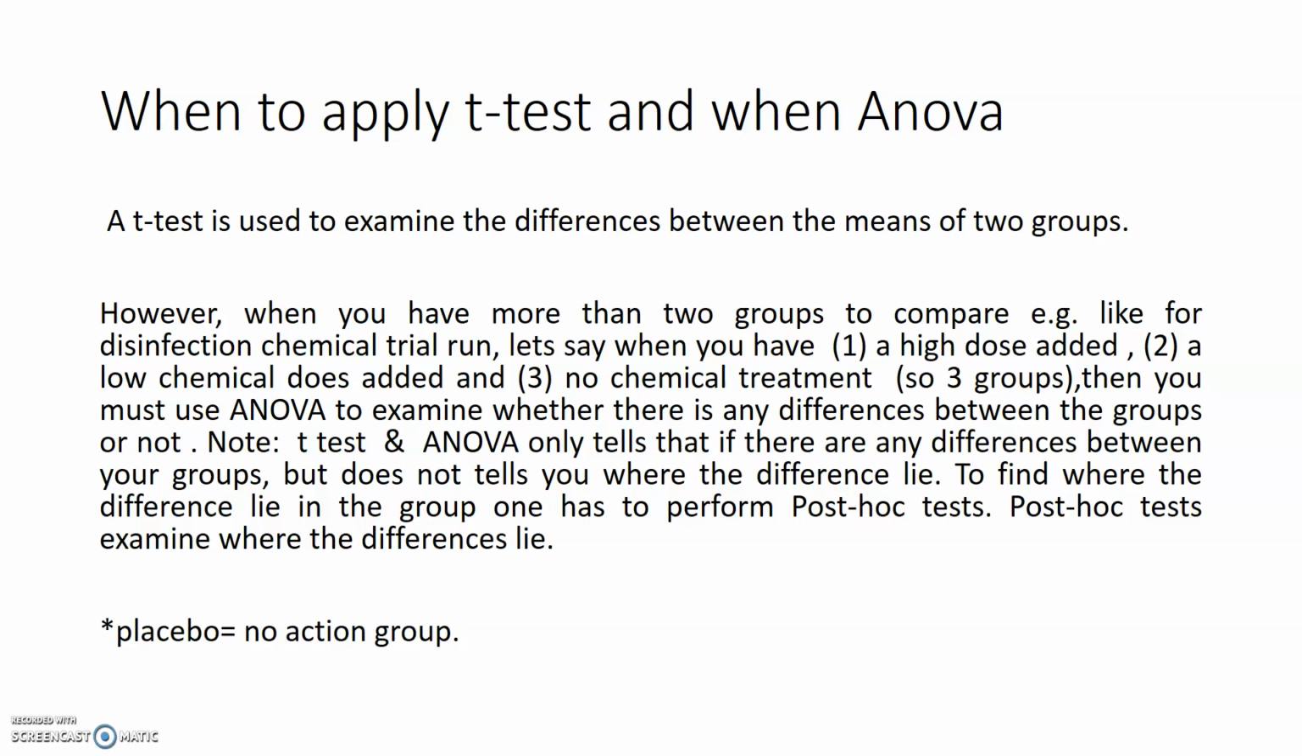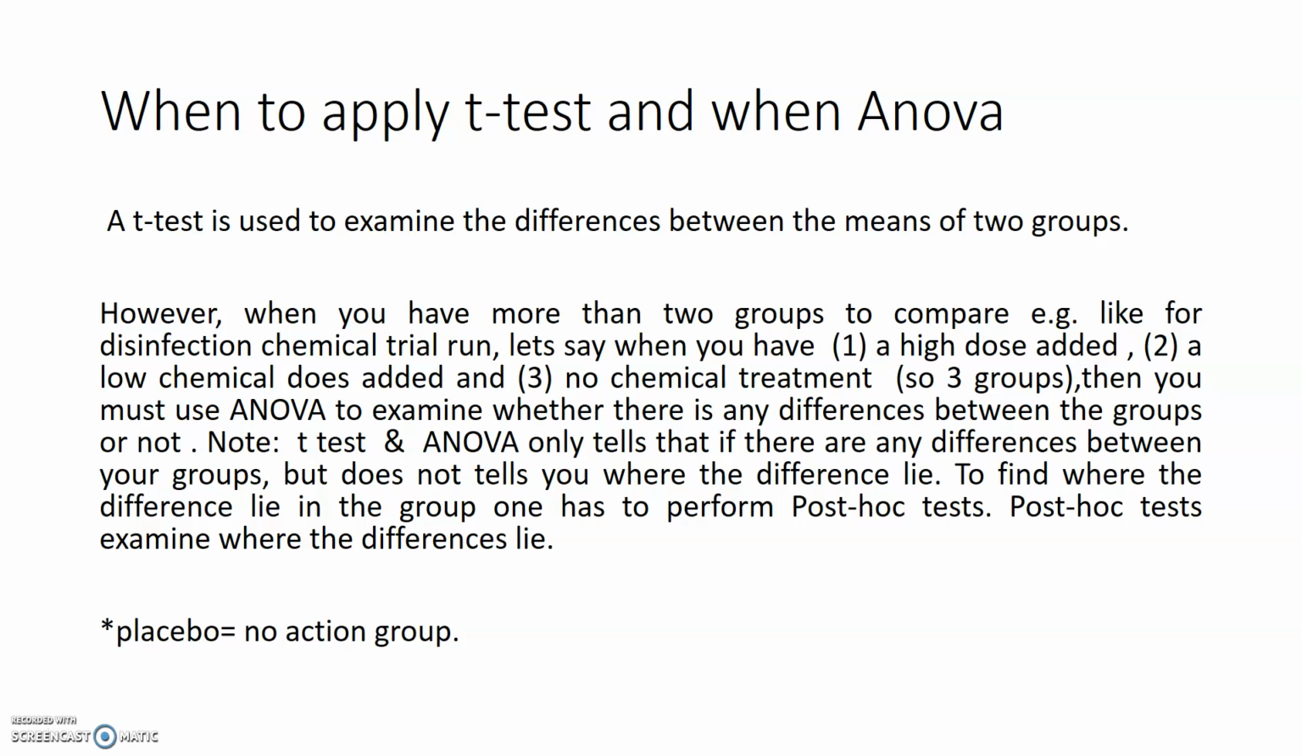A t-test is used to examine the difference between the means of two groups. However, when you have more than two groups to compare, like for a disinfection chemical trial run, let's say you have case number 1 where you have added a high dose, case number 2 where you have added a low chemical dose, and case number 3 where you have not performed any treatment. So in that case we have three groups. Then you cannot apply a t-test, but you have to apply ANOVA, which we will learn in the coming lectures.